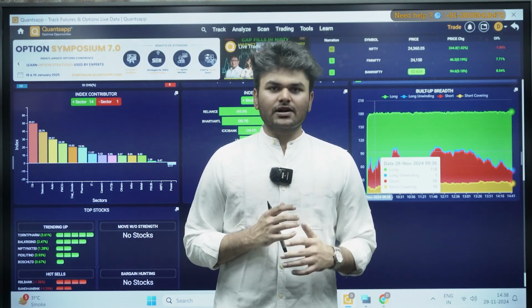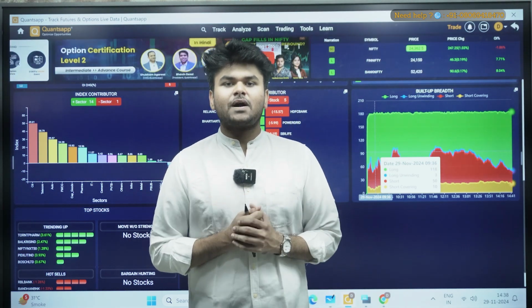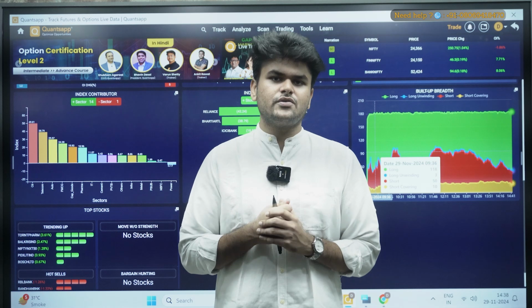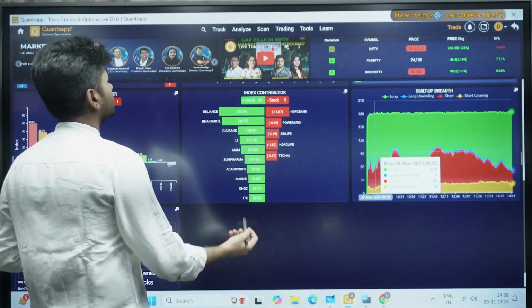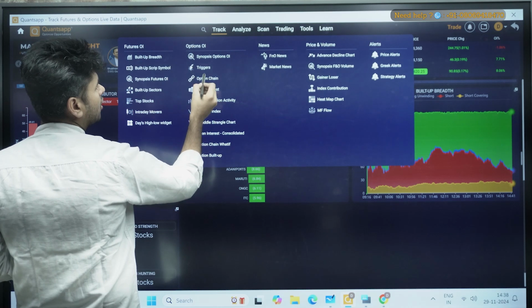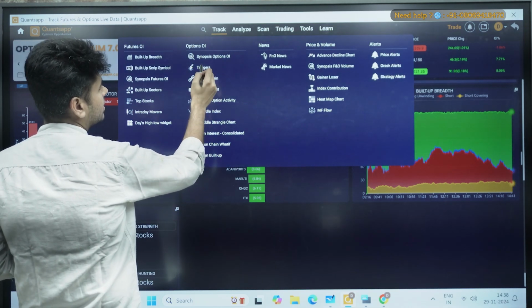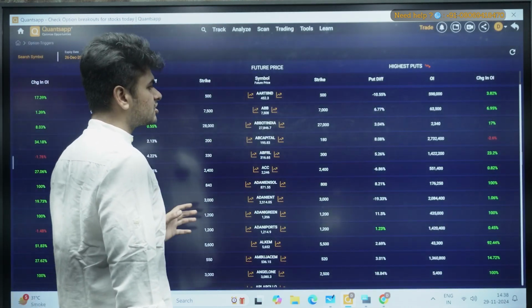If you have a bullish view, now comes the part of selecting stocks. We'll select stocks only on the bullish side. So we'll go to the track section, where you can see the options OI option, and below that you have triggers. Now what is triggers?